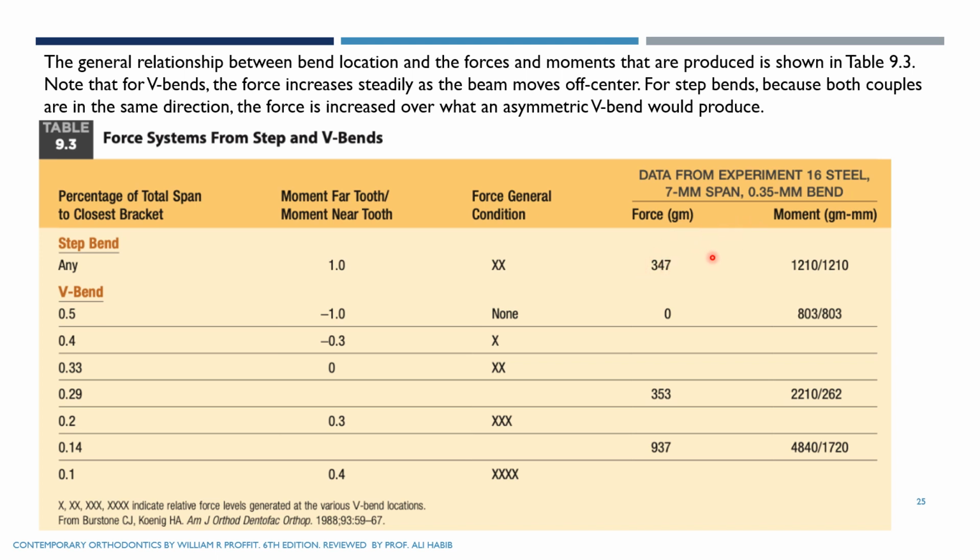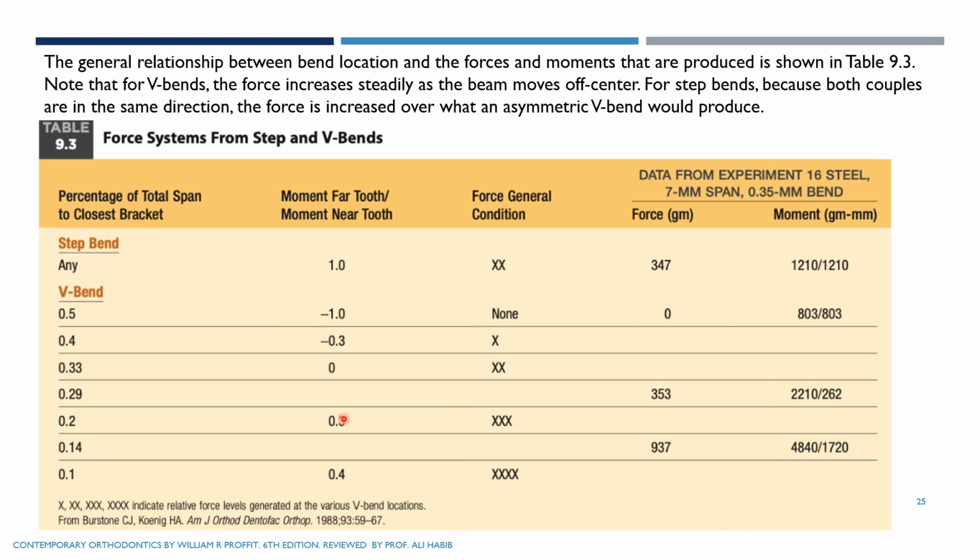That's why if you are intending to intrude, the opposite will happen: you will have more extrusion than intrusion. And the moment created by the couples is in the same direction, as we said, 1210 per tooth.